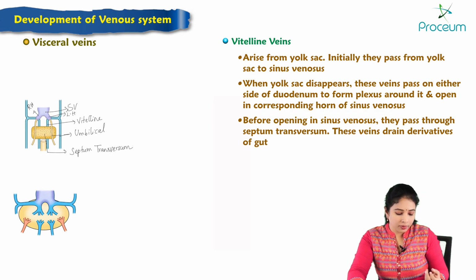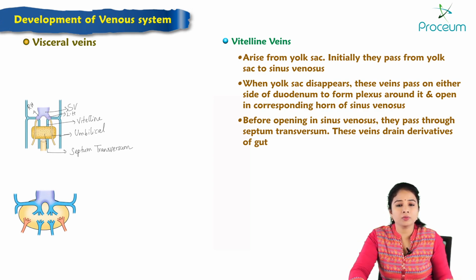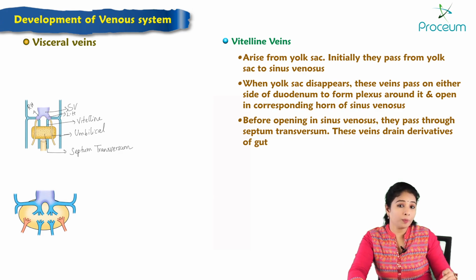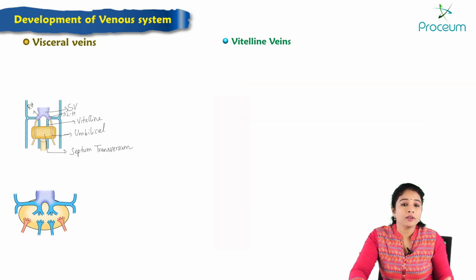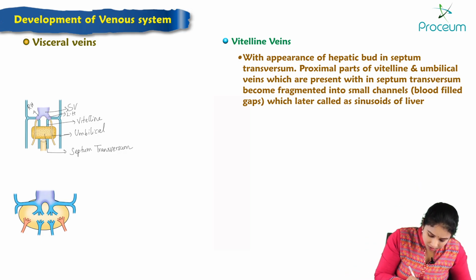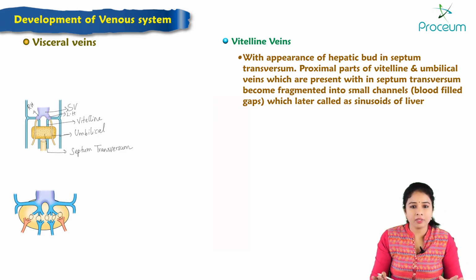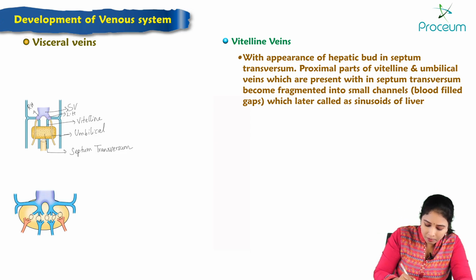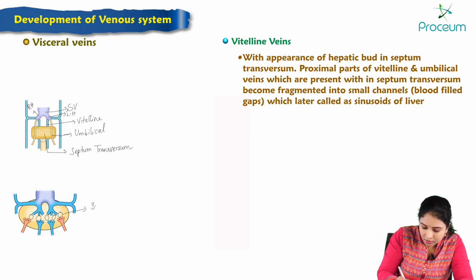So these veins pass through the septum transversum before opening into the sinus venosus. With the appearance of the hepatic bud in the septum transversum, the proximal parts of the vitelline and umbilical veins present in the septum transversum become fragmented into small channels, which are blood-filled gaps called sinusoids. So we can see here, they get disrupted and divided within the septum transversum, forming blood-filled gaps called sinusoids.